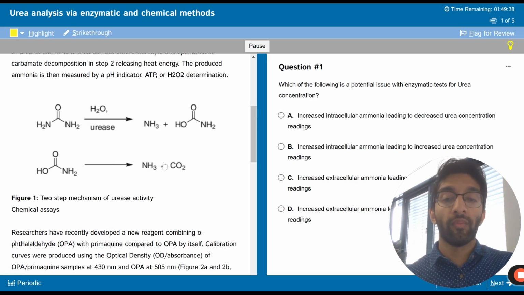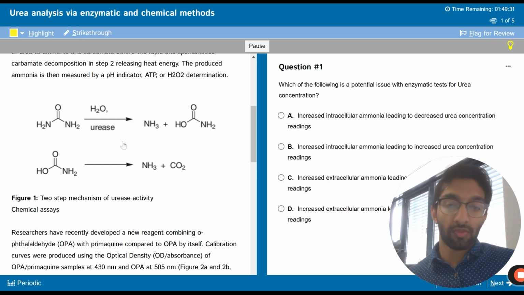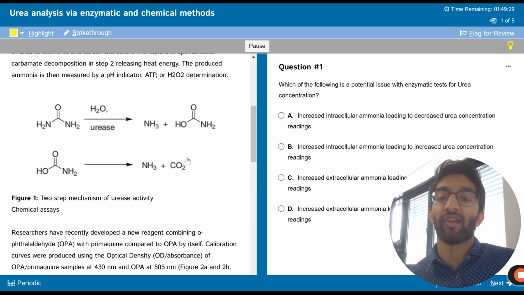And from the level of ammonia, we can sort of guess the level of urea, okay? And that's kind of the whole gist of this method right there.